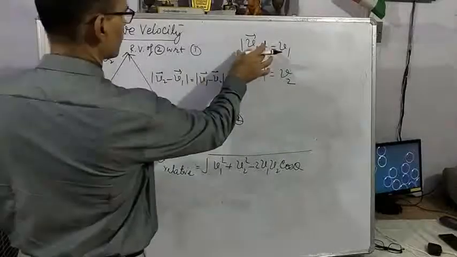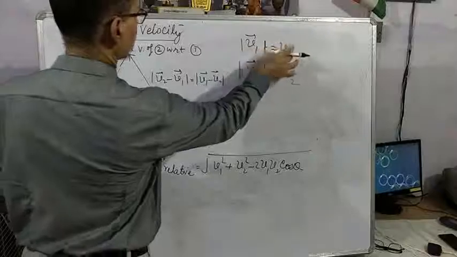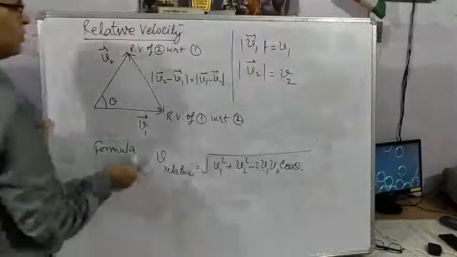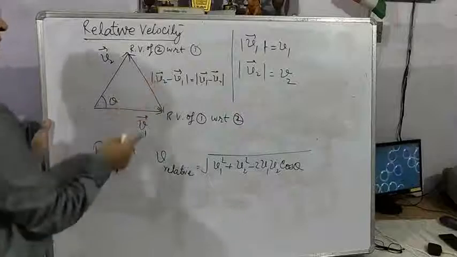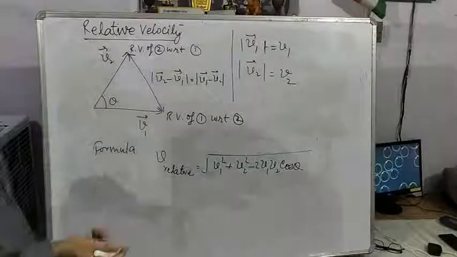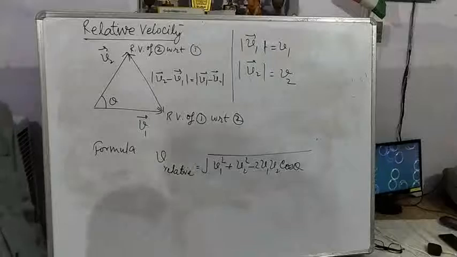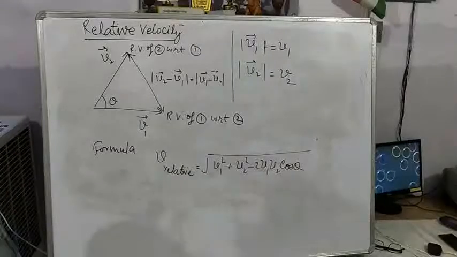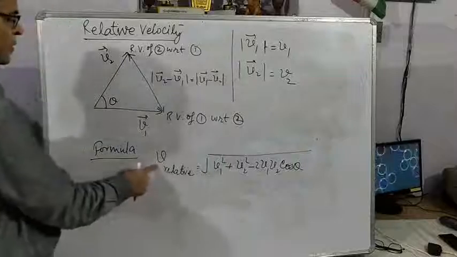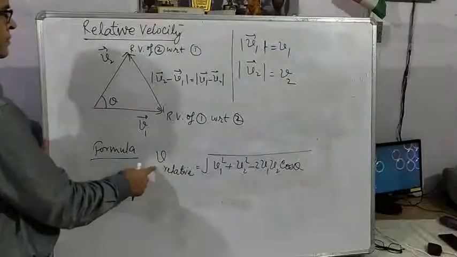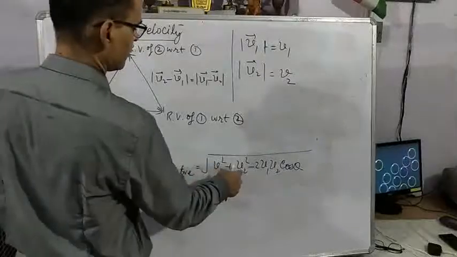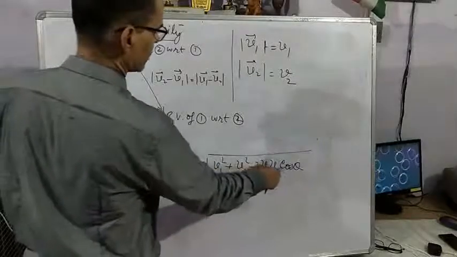Suppose the magnitudes of the two velocities are v1 and v2 as you are seeing here. You can find relative velocity by a formula. Relative velocity is nothing but the vector difference of two velocities. The difference formula has already been explained. So using that formula, you can find the magnitude of relative velocity: square root of v1 square plus v2 square minus 2 v1 v2 cos theta.